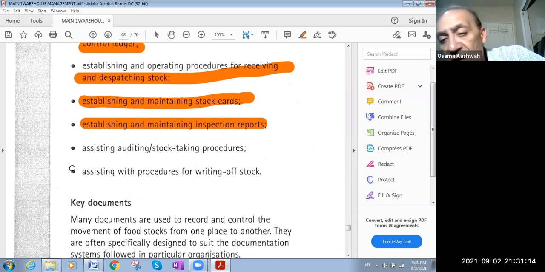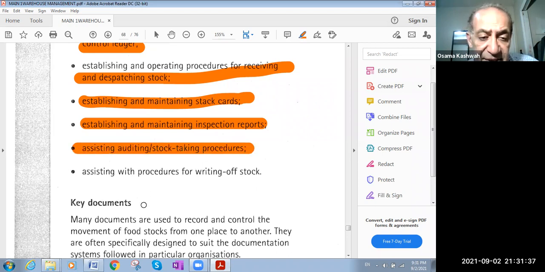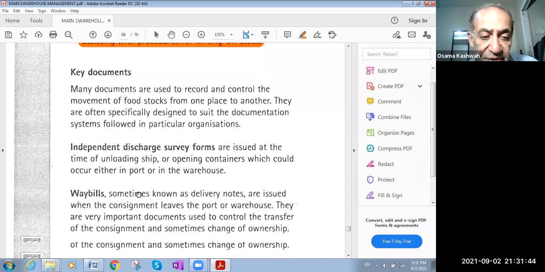Then make a report and submit it on the spot to your own warehouse attendant supervisors and tell them this is the situation, and check what they will say and what instructions will come back to you. Assisting with auditing and stock taking procedures, also assisting with procedures for writing off stock.